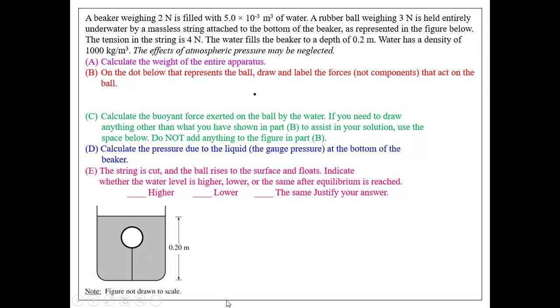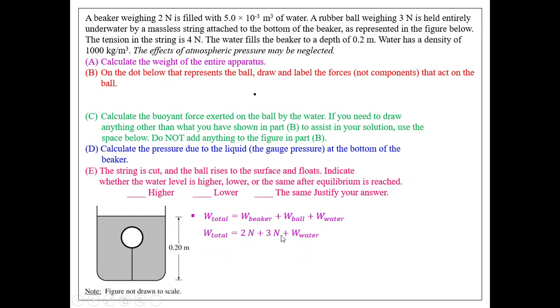And here's the diagram on the bottom. Let's go and crack this out. Part A wants us to find the weight of the entire apparatus. So in this case, the apparatus includes the beaker itself, the weight of the water, and the ball. In order to find the total weight, you would just find the weight of the beaker added to the weight of the ball plus the weight of the water.